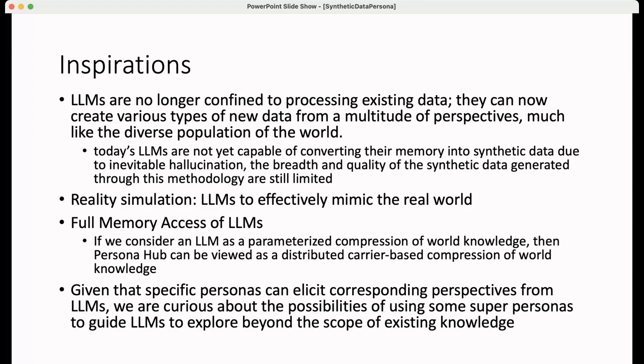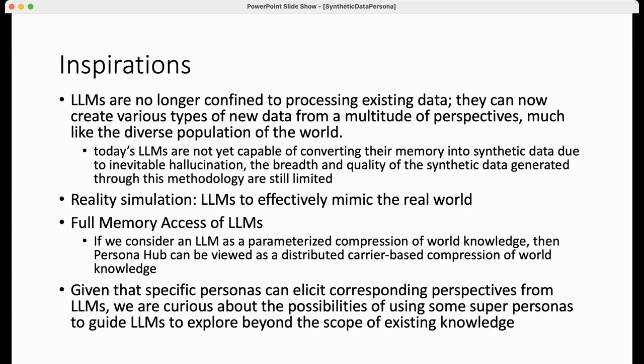They also mentioned that today's LLM is still not able to make sure that all the data it generates is true and realistic, because hallucination is still inevitable, and the quality of the data is still limited. This is the current status. Also, they think this approach can mimic the real world so that we can run some reality simulations with this.